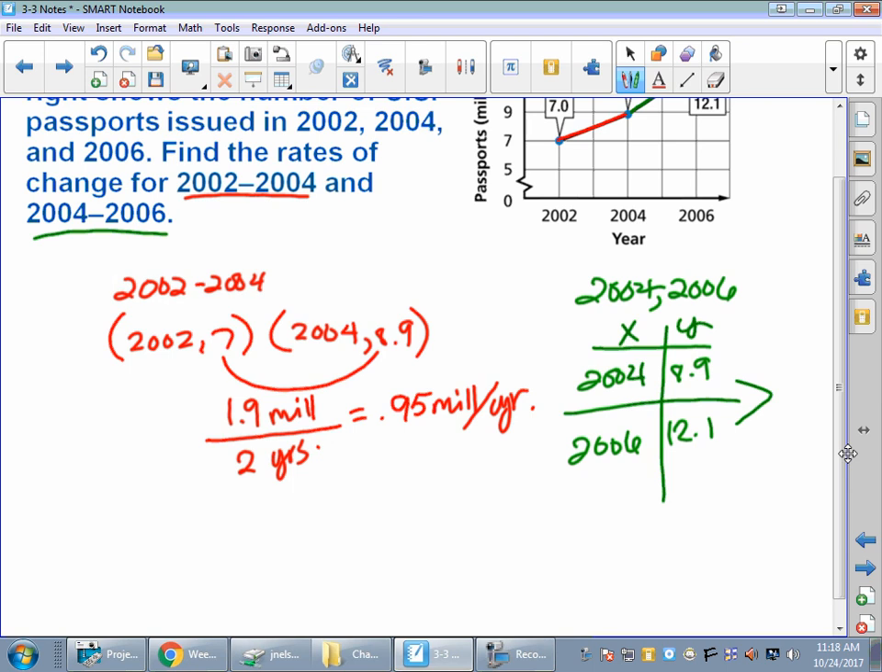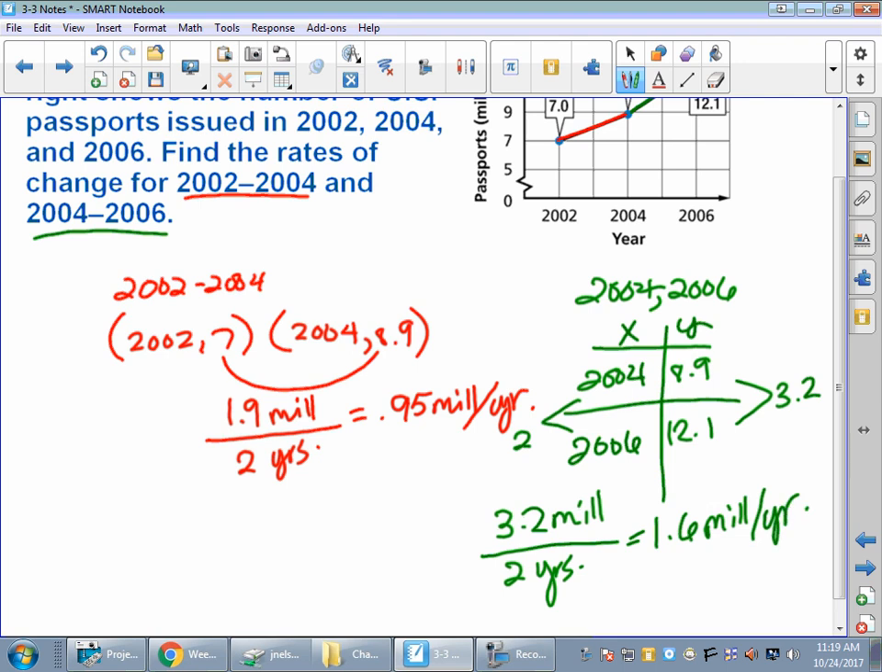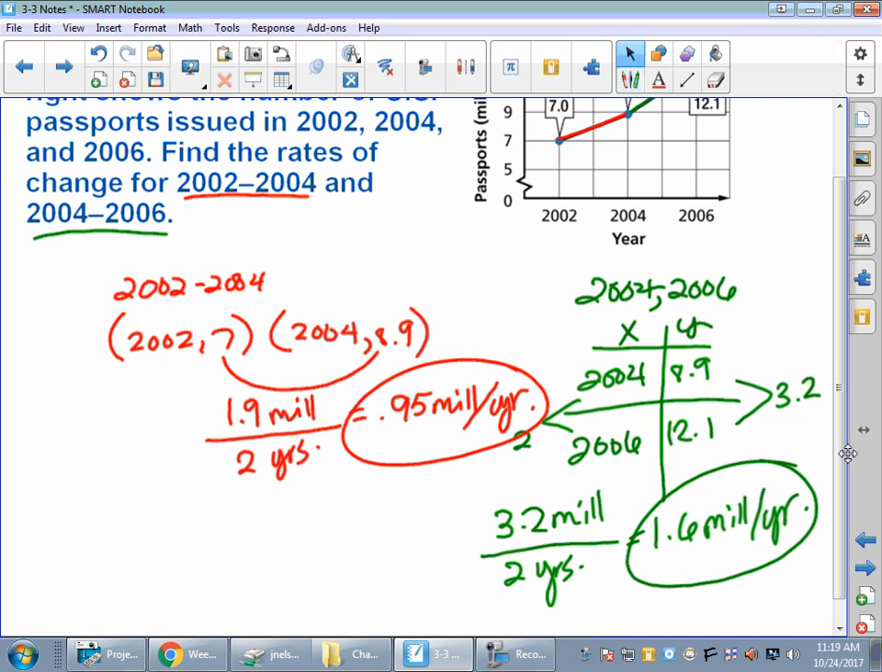So it's going to be a positive number. So I'm going to subtract 12.1 and 8.9, and I get a difference of 3.2. So that's the passports. And then again, my time increased by 2 years. So 3.2 million passports every 2 years. When I divide that out, because that really doesn't make sense to me, but when I divide out my rate of change, 3.2 divided by 2, that's an average of 1.6 million passports per year. And so you can see the difference. We were just under a million in the first 2 years, and then we are increasing by almost 1.5 million in the last 2 years. And so that's why that slope is a little bit heavier.